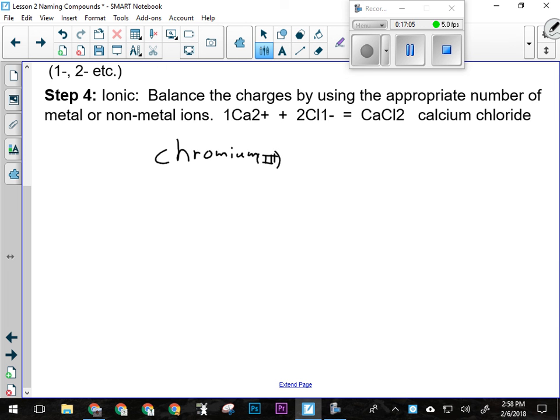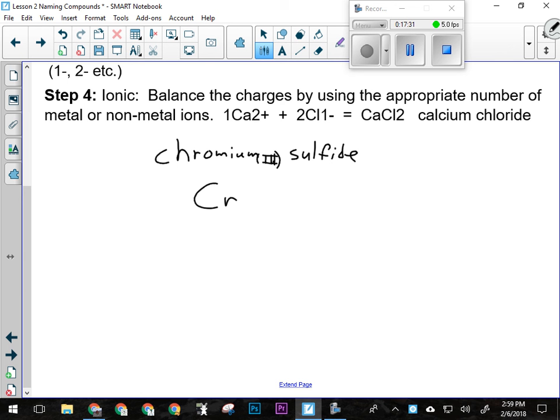Chromium's got a 3+, right? It's got 2 different ones. Yep. Okay, so let's go with chromium 3 sulfide. All right, so I've got to write the formula for chromium. What's chromium's charge in this compound? 3. That's what the Roman numeral tells me.